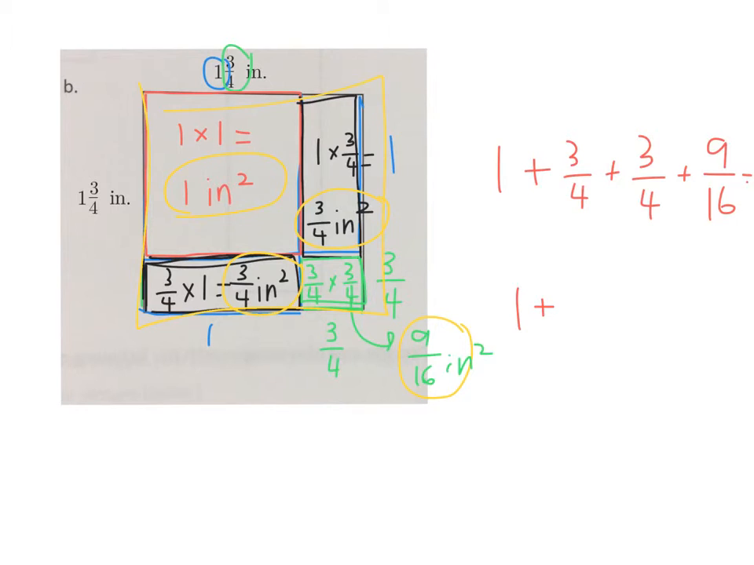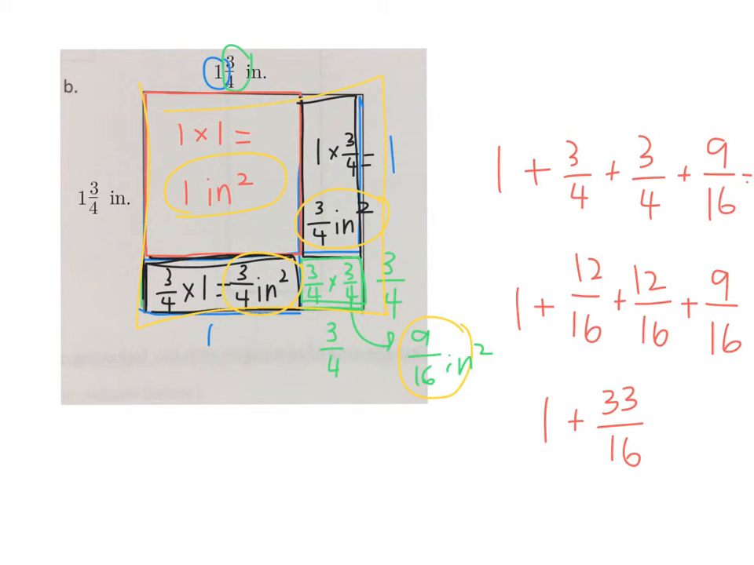Instead of 3/4, how many 16ths is that? 12. Because I have to do 4 times 4, which is 16. So I'm going to multiply it by what version of 4? I mean, what version of 1? 4/4. So what's 3 times 4? 12. Okay, so this 3/4 is also 12/16. And then I have 9/16. Before we go on, please explain to your partner how we went from 3/4 to 12/16.